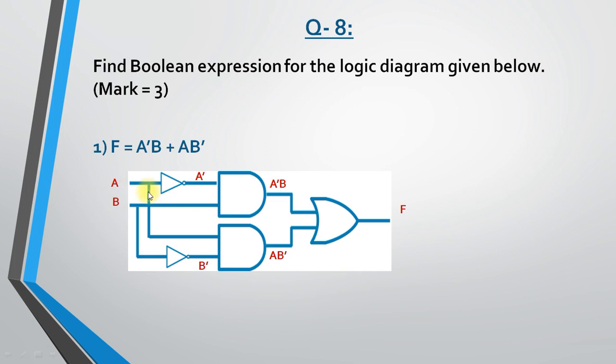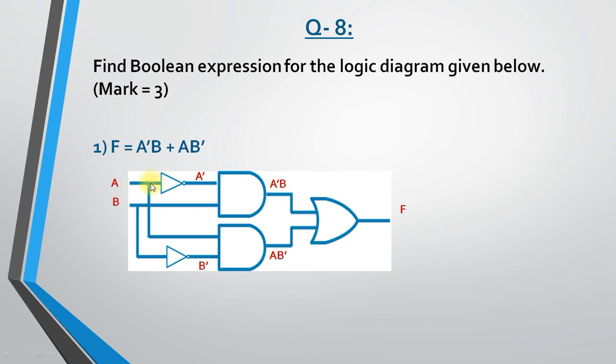Now see, over here they have used a NOT gate. So the value is what? A dash, and the value of B goes directly into the AND gate. So A dash B, this is the AND gate. So as output you will get A dash B over here.